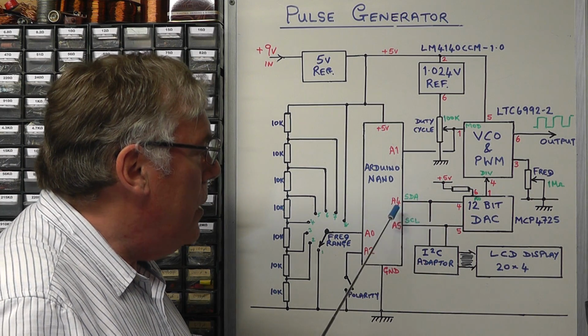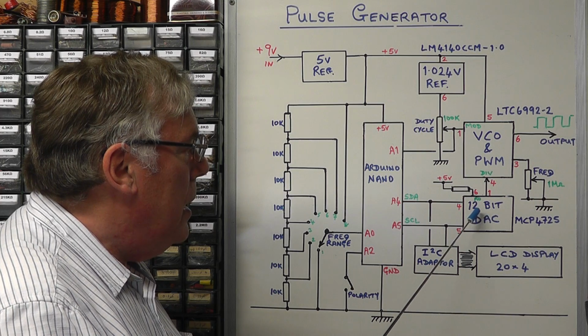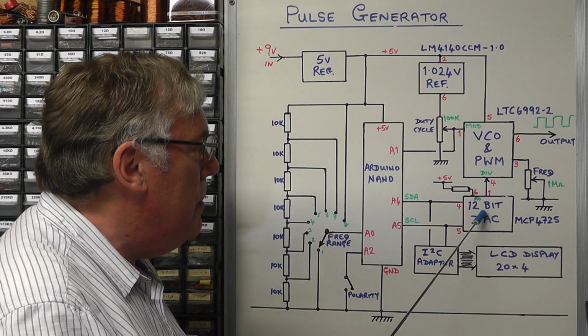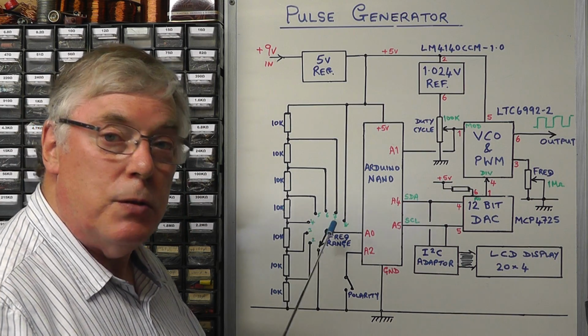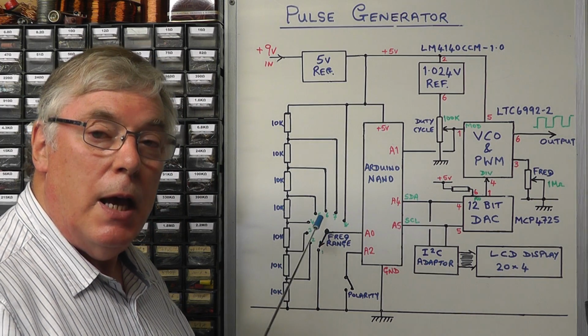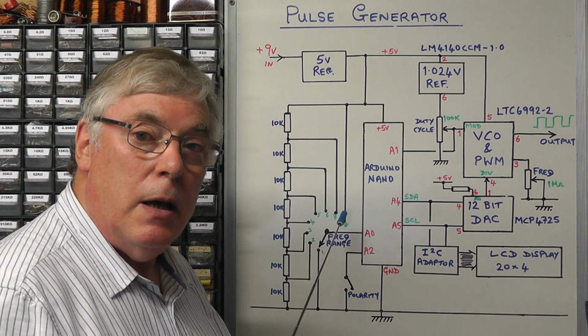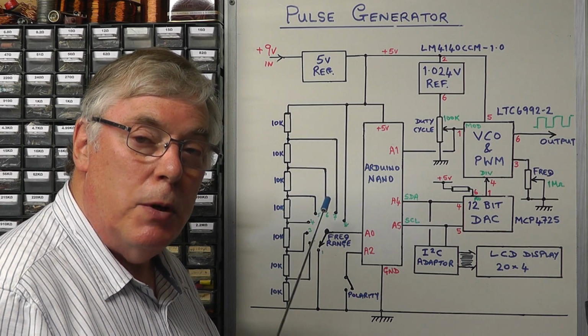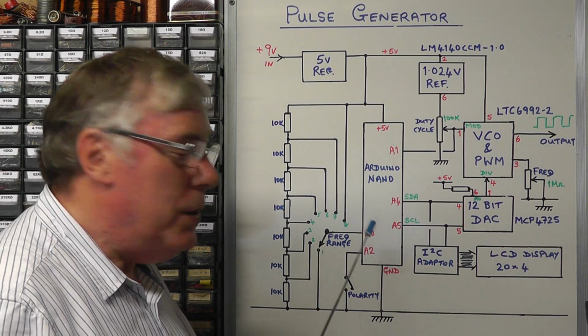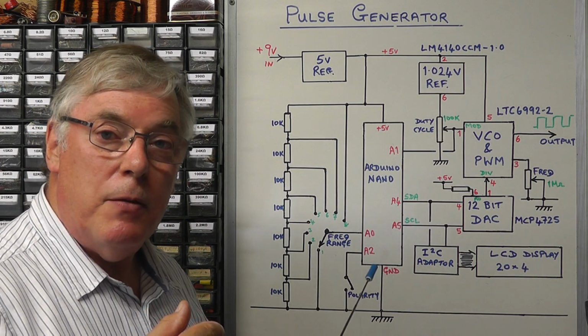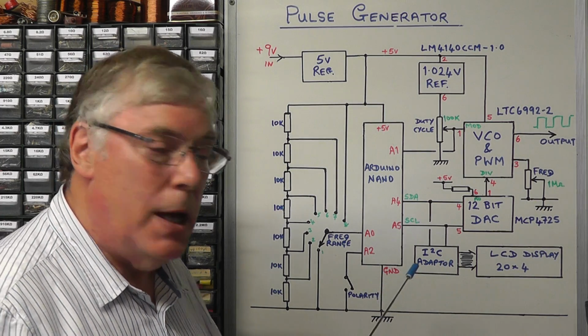Now, the digital signal that drives that DAC is determined by a rotary switch here. I'm using a 12-way rotary switch, which I'll limit to 8 positions, and we'll have 8 possible ranges on our project today.